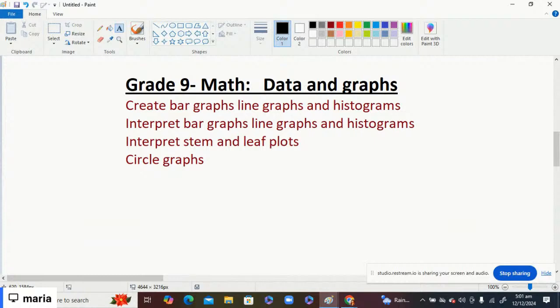So today we are here for grade 9 math. The chapter we discuss today is create bar graphs, line graphs and histogram. Interpret the bar graphs, line graph and histogram. Interpret the stem and leaf plots. Circle the graphs.